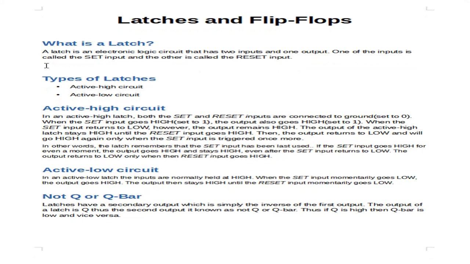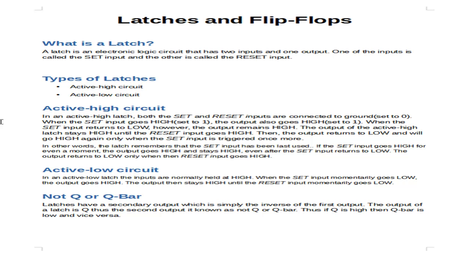There are two types of latches, the active high circuit latch and the active low circuit latch. In an active high circuit latch, both the set and reset inputs are connected to the ground, or set to zero. When the set input goes to high, which means it's set to on, the output also goes high. When the set input returns to low, however, the output remains high.